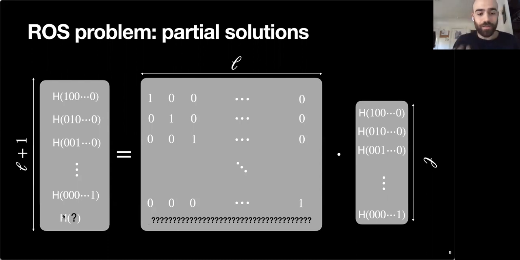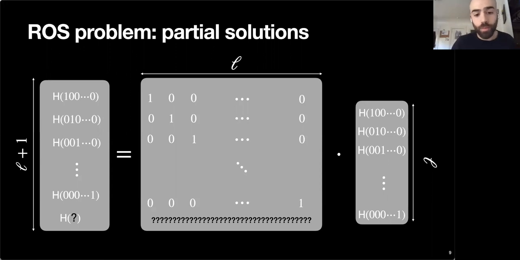Now, the difficult part, and really what makes this problem hard, is finding the last coefficient, the last element. Phrased in another way, it is about finding a linear combination of hash images such that it lands again in the hash image. We need to find a linear combination of the hash of 1, 0, 0, 0, 1, et cetera, 0, 0, 1, and so on. We have to find a non-trivial linear combination of these vectors that will still land in the image of the hash function. This is what made ROS hard.